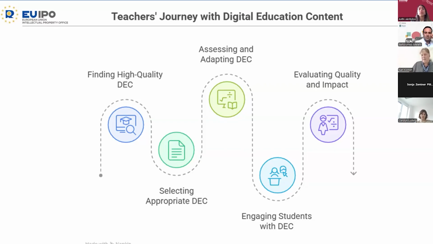Then there is assessing and adapting. There are, for example, Creative Commons. Some of the licenses do not allow anybody to adapt the materials. So we should be carefully looking at what kind of adaptation we are making to which materials. And of course, when we are sharing with the pupils, we should respect the copyright. And then, of course, we should evaluate the quality and the impact. In another study, 70% of teachers use next year the same materials they have used the year before. So once you have found a good material, it can be used the next year.